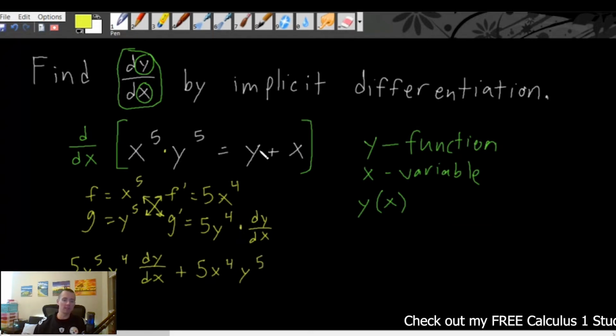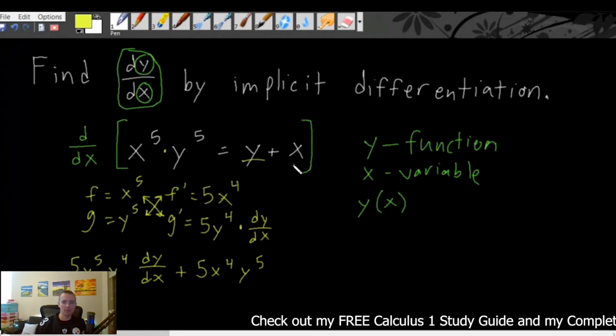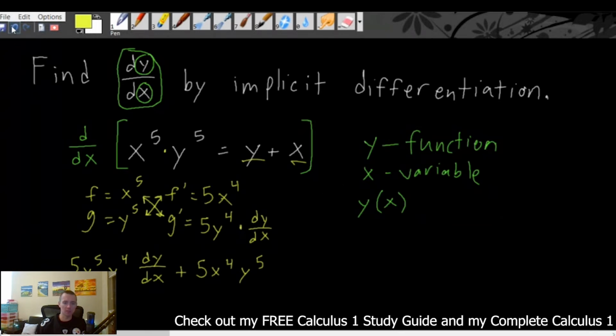Now for the derivative of the right side of our equation, we have y plus x. Well, we can just take the derivative of each of these two terms separately, since it's just the sum.